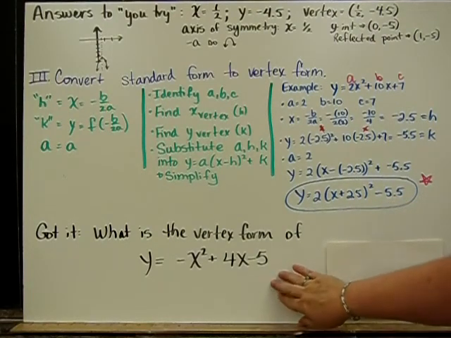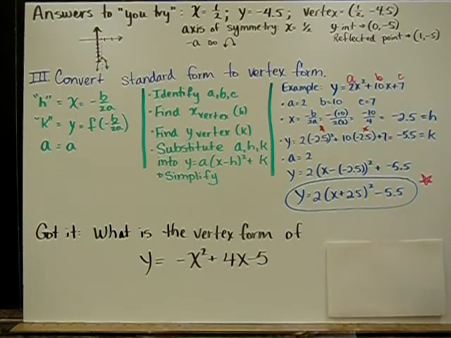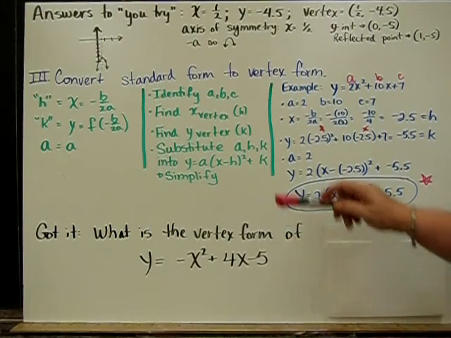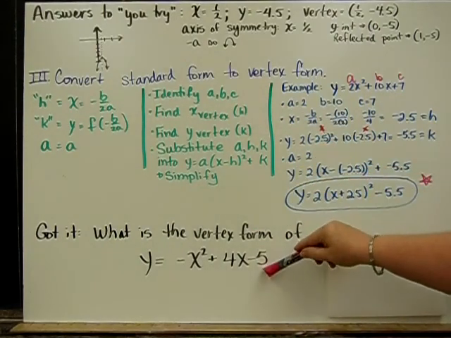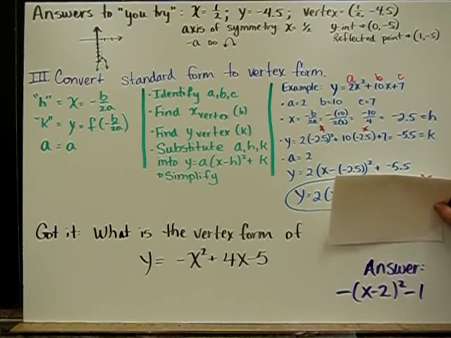Okay, got it. What is the vertex form of y equals negative x squared plus 4x minus 5? Go through these steps for this problem and determine what the vertex form is. So pause the video and try that now. And your answer should be negative the quantity (x minus 2) squared minus 1. This is vertex form for this problem.